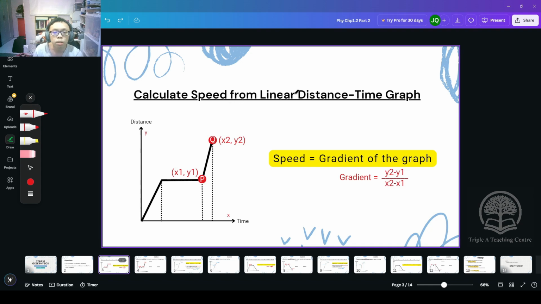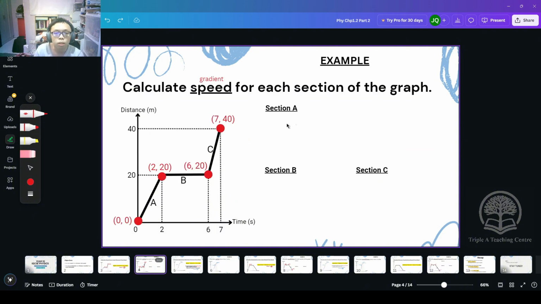We can calculate speed from a linear distance-time graph. We calculate it from the gradient. Let's say I want to know the speed of journey PQ. How can we know the speed? We calculate the gradient of line PQ. Recall that in mathematics, the gradient is equal to y2 minus y1 over x2 minus x1. This is the formula for gradient. All these y1, y2, x1, x2 are just coordinates. So let's see an example of how to do it.